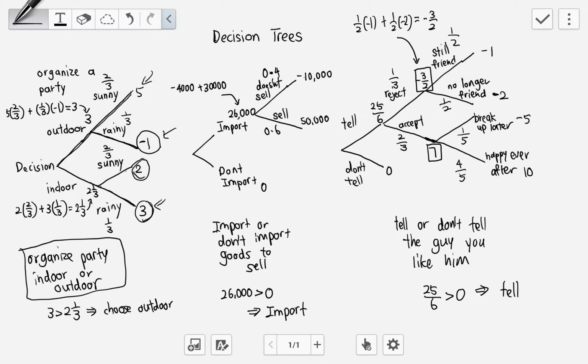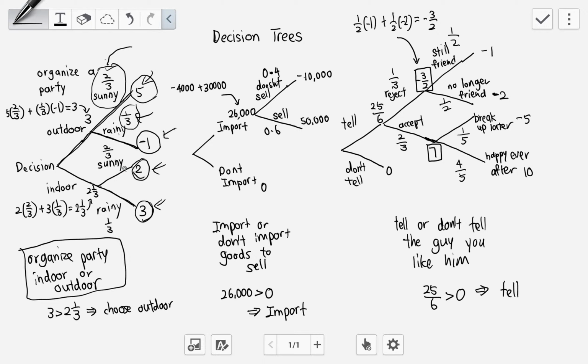These are the utilities that you decide for yourself. You decide how happy or how sad you will be in each scenario, and then you give it a score. Then based on the weather forecast, you think that in this area there's a 2/3 chance that it will be sunny. But the weather forecast you rely on is always mistaken 1 out of 3 times. So although the forecast is sunny, there's a 1/3 chance it turns out to be rainy. This is the probability of each scenario.